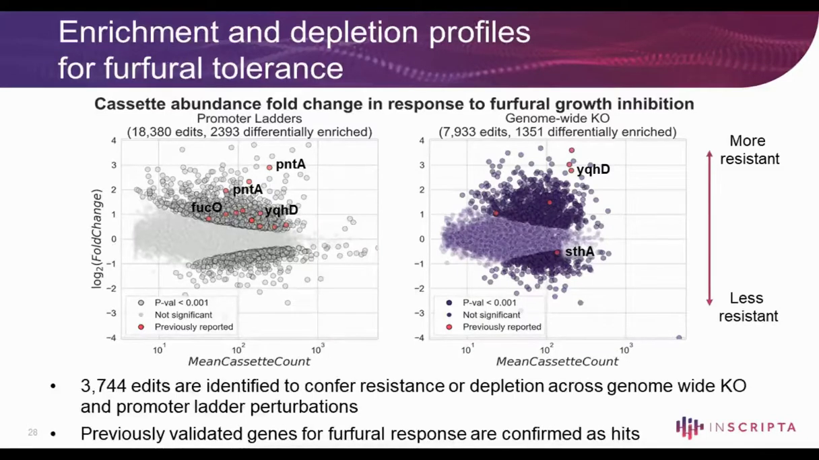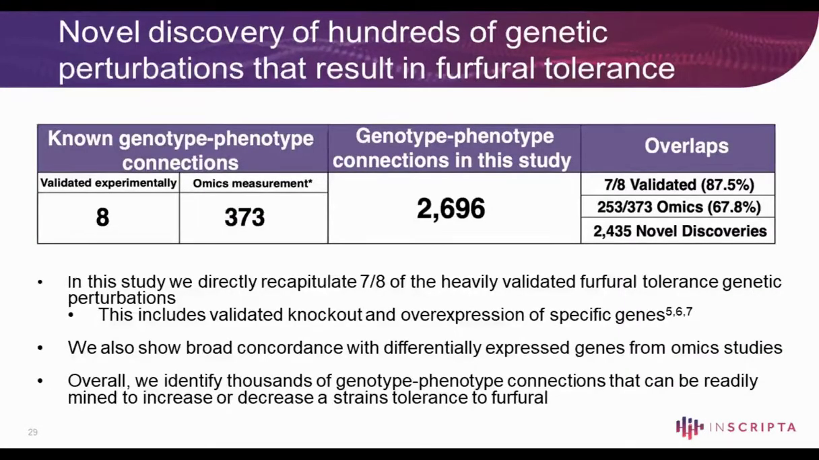If we look at all the edits we generated to find significant changes over the control condition, we find more than 3,000 mutations which are changing the way cells respond to Furfural based on growth patterns. We, for example, find that 2 of the high-strength promoters in front of PNTA has a positive effect when cells are grown in Furfural, as well as knockout of YQHD also gives a growth advantage. So in all, we confirm many previously reported mutations in our study, as well as finding new hits for increased resistance towards Furfural toxicity.